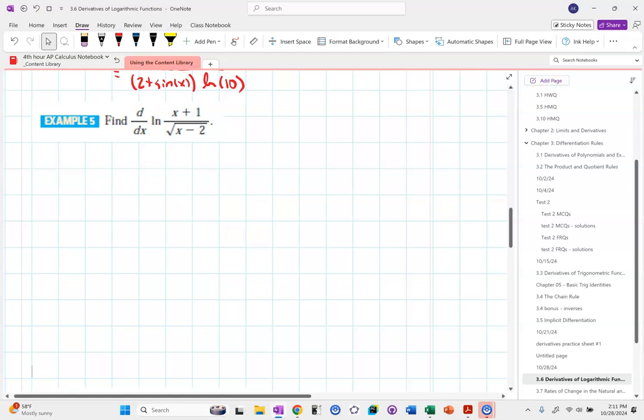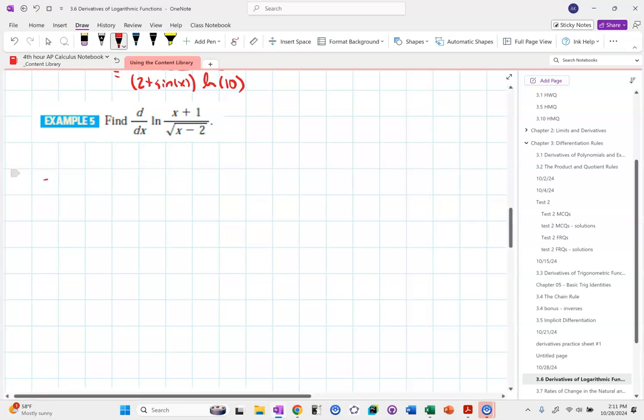All right. So let's say we want to do the derivative of the natural log of x plus 1 over square root of x minus 2. When you see this, what do you see? Well, first is a chain rule. Inside of the chain rule, we have a quotient rule. Inside of the quotient rule, we're going to have another chain rule. Yuck, Mr. Kulik. Yuck.